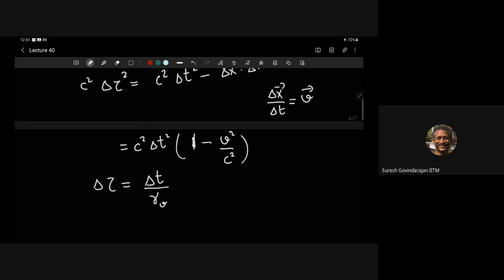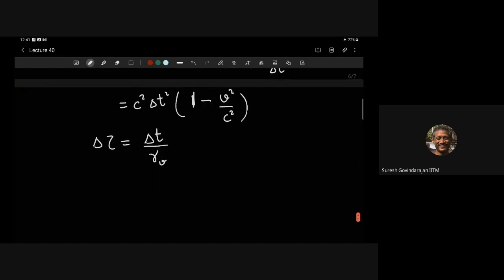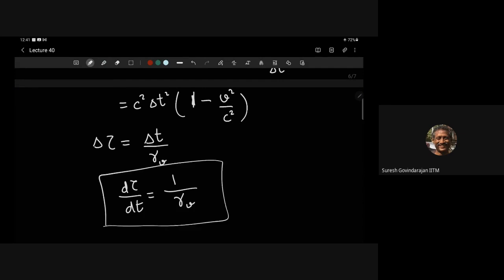So this is equal to delta t over the gamma factor associated with v. Let me explain what that means. v would be the speed of the inertial frame where the particle is instantaneously at rest. So we get a nice formula which says that d tau by dt is equal to 1 by gamma of v. And remember, I'm not saying v is a constant or anything.